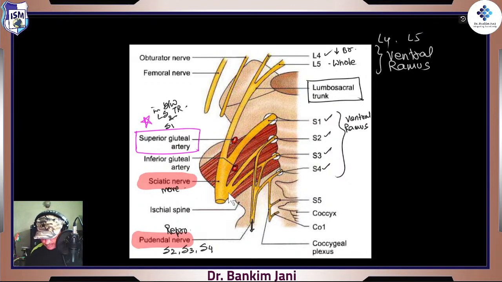And yes, regarding this S5 coccyx or coccygeal plexus, just keep in mind, right? We'll be coming to that. As such, it is easy, right? See, this is CO1, the lonely coccygeal, and the S5, right? The descending branch S5, they make this coccygeal plexus.